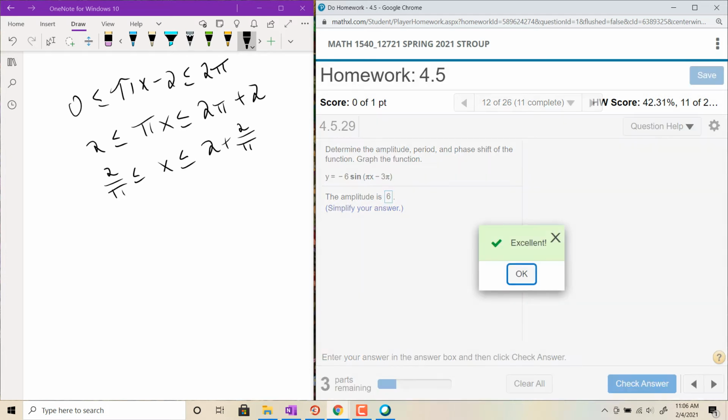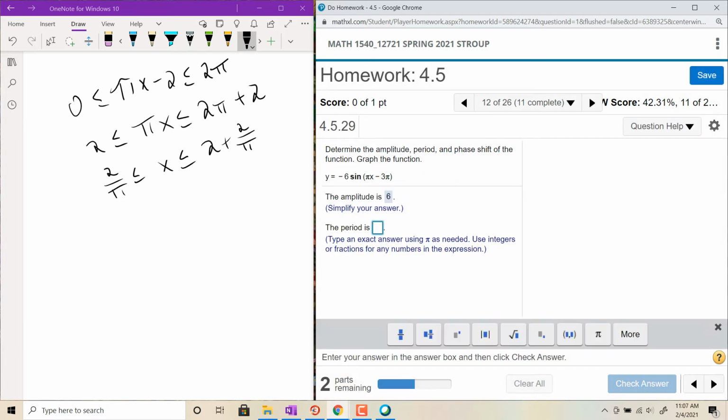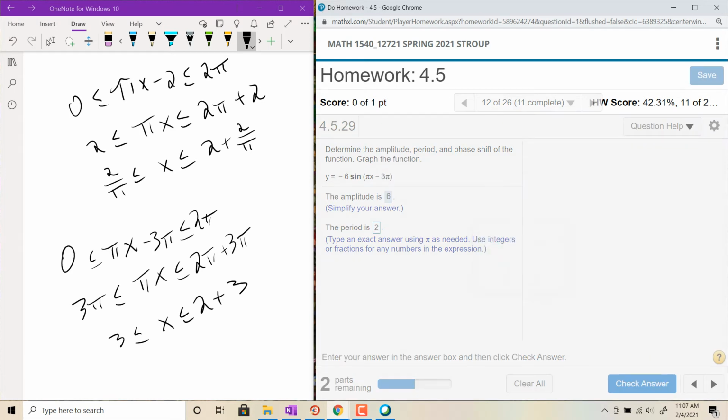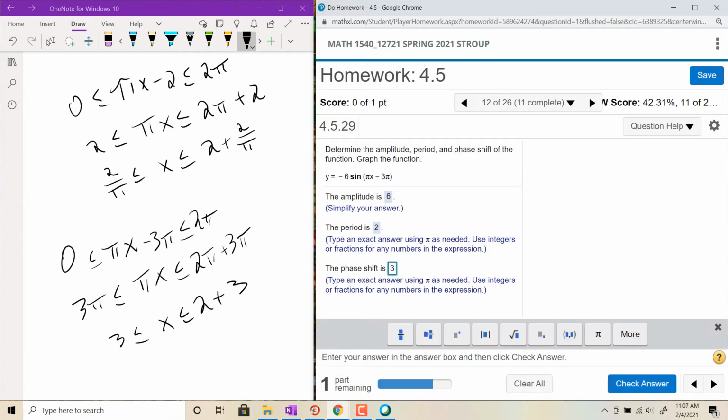Gosh, all right, so check answer. Period. Let's get that out of the way. Pi x minus 3 pi, between 2 pi and 0, and 3 pi. Divide by pi. So 2 plus 3. And the period apparently is 2. The phase shift is 3.